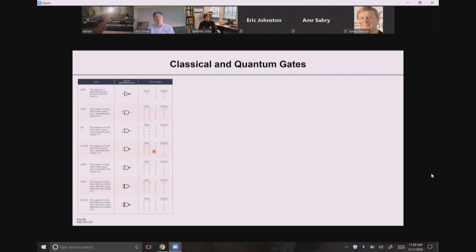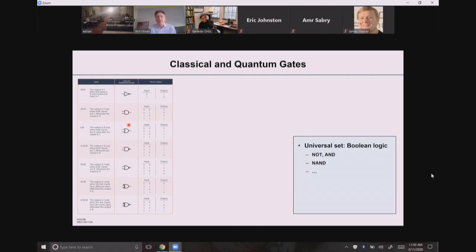So this is an example of the classical and quantum gates that we use to control a quantum computer. And I think we're familiar with the classical gates like NOT gate, AND gate, OR gate, etc. And we know that with a handful of these, we have a universal set of gates with which we can perform any Boolean logic. And it's not a unique set. There are many combinations which can be used, but it's usually a handful of them.